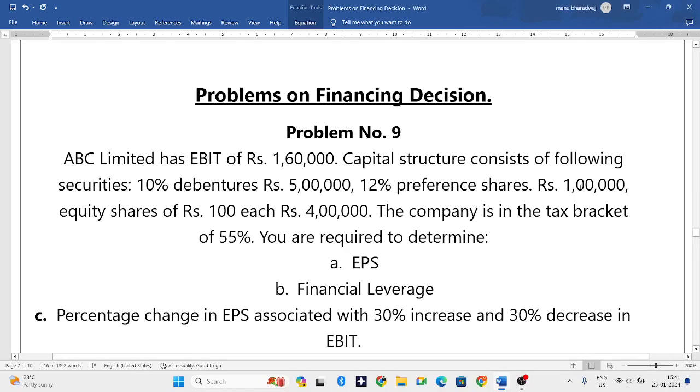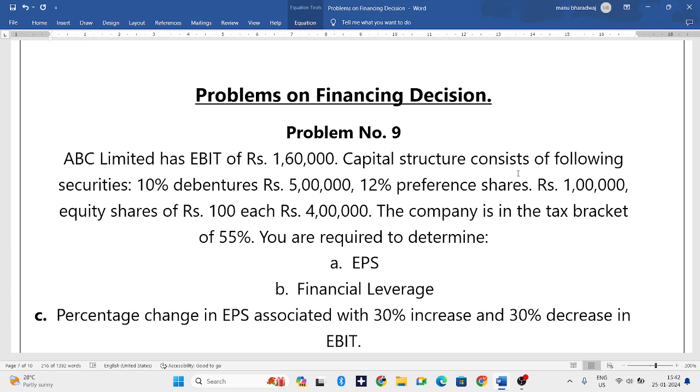In this particular video, we'll solve one more problem, that is section C problem on financing decisions. ABC Limited has EBIT of rupees 1,60,000. The capital structure of the company is as follows. They have debentures of 5 lakh rupees. The interest on debentures is 10%. 12% preference shares they have of 1 lakh rupees. Then equity shares of 100 each and equity share capital is 4 lakh rupees.